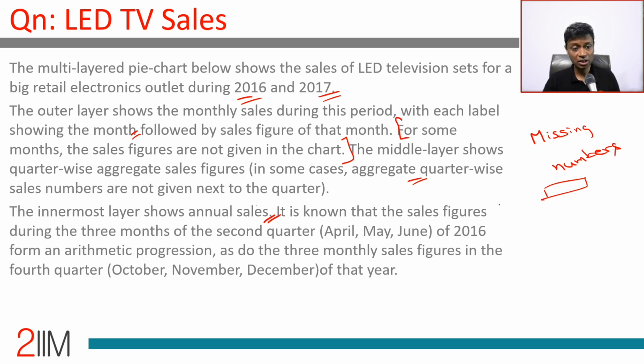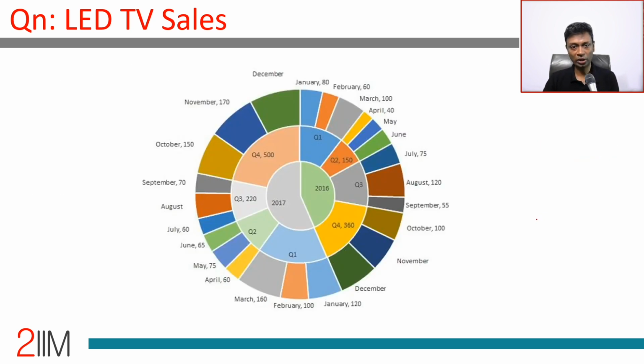It is known that the sales figures during the 3 months of the second quarter of 2016 form an arithmetic progression. So do the 3 months monthly sales figures in the fourth quarter of that year. So Q2 2016 and Q4 2016 form an AP. And the AP idea is very useful. Remember, in any arithmetic progression, the middle term is the average of the 3 terms. Average of n terms. Here there are 3 terms. Middle term is the average of 3 terms. Wonderful. This is the diagram.